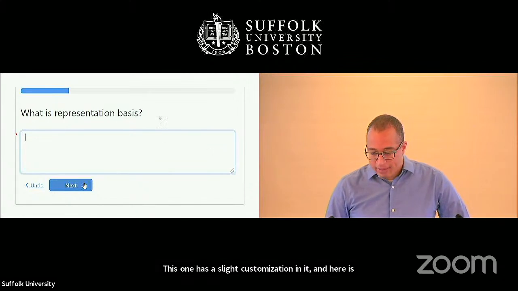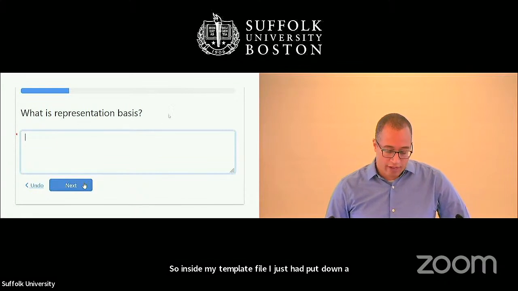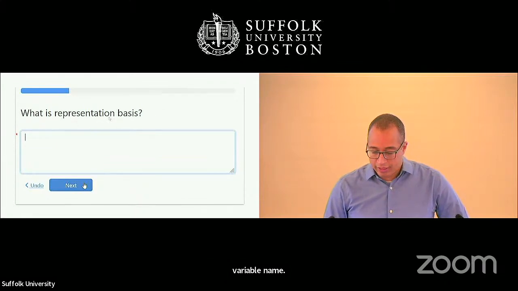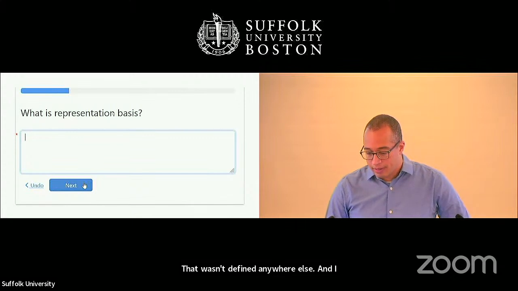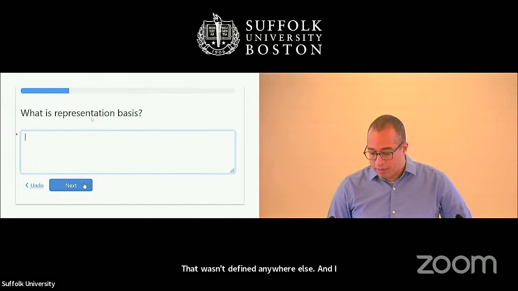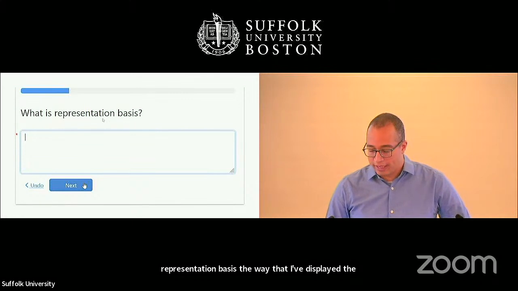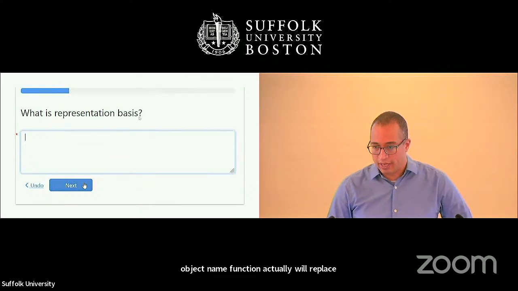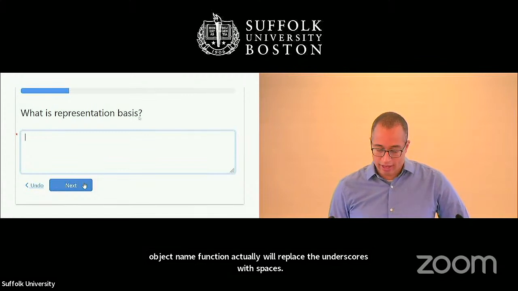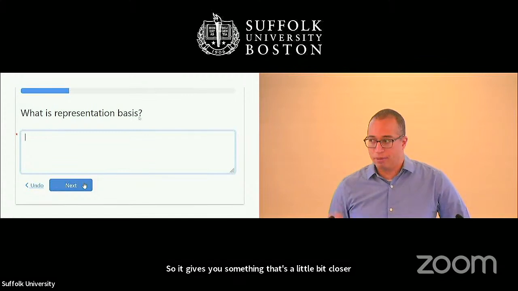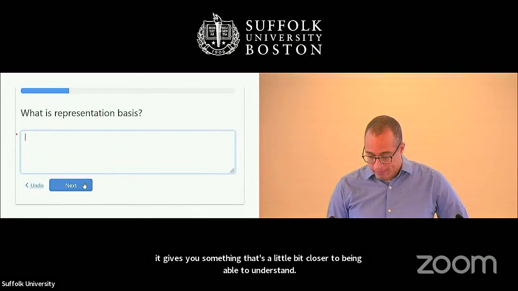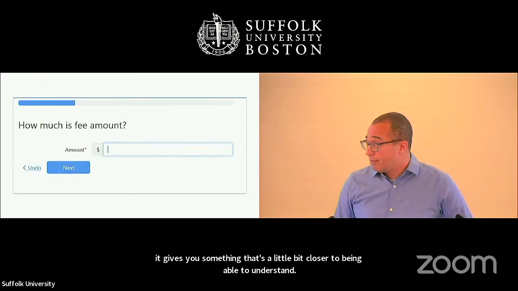So inside my template file, I just had put down a variable name that wasn't defined anywhere else, and I called it representation basis. The way that I've displayed the object name function actually will replace the underscores with spaces, so it gives you something that's a little bit closer to being able to understand, and it's just putting up a text box here on the screen for me. You can get a little bit fancier.